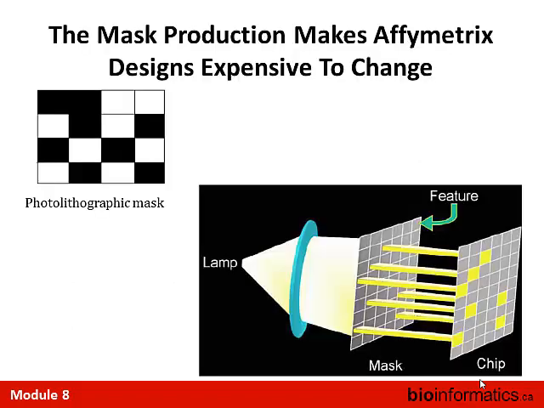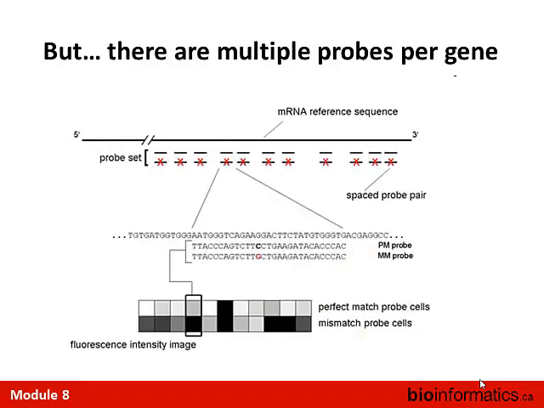It's difficult for Affymetrix to accommodate. Only 500 copies of a single product, and you have to produce the software and the annotation. That's a lot of money. And from their perspective, they would like to have a single product that could last a lot longer. And so the idea is to take advantage of the fact that there are multiple probes per gene.